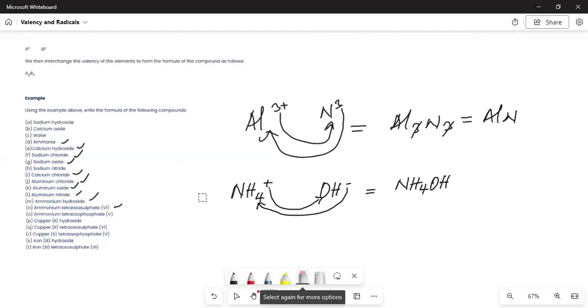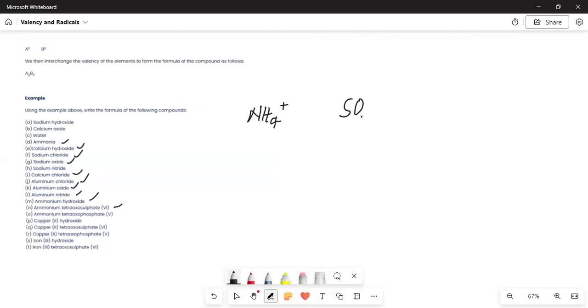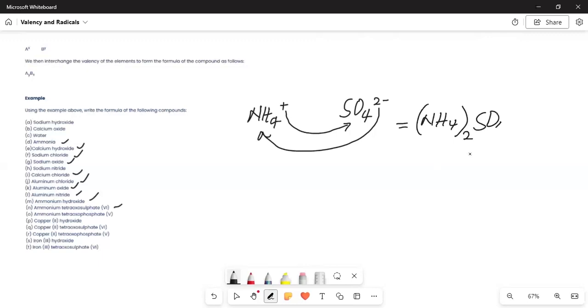And the next one is ammonium tetraoxosulfate 6. Tetraoxosulfate 6 is SO4 2 minus. So when they react, they exchange their valency. Sulfate picks 1 from ammonium. So the formula is NH4, but there is a 2 coming from sulfate, so we need to enclose this NH4 in a parenthesis. So (NH4)2 and SO4.